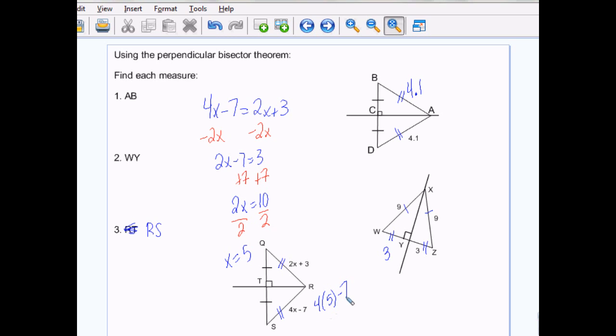Does it matter which of the two you use? No, because they're the same length. I'm just using RS because that's what I said to find. But yeah, you could use the 2x plus 3 if you wanted because they're the same length, right? So it doesn't really matter which one. So I have 20 minus 7, that's 13. And so since this is 13, this would also be 13.